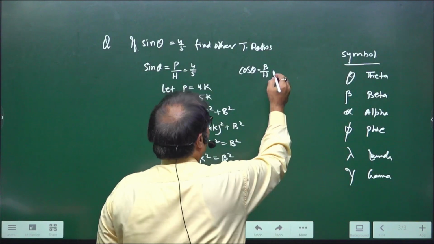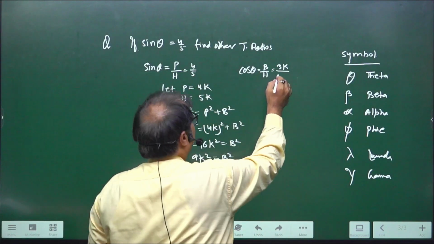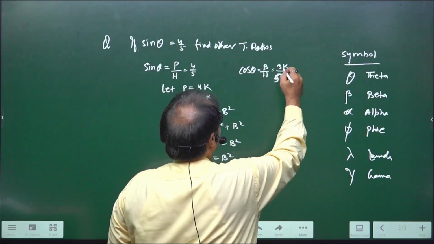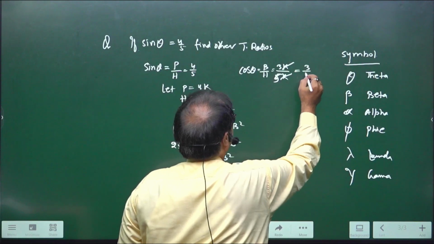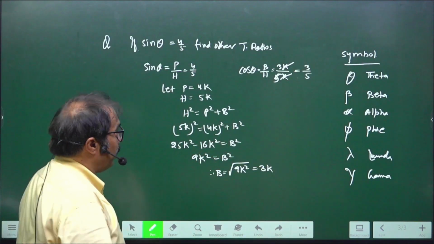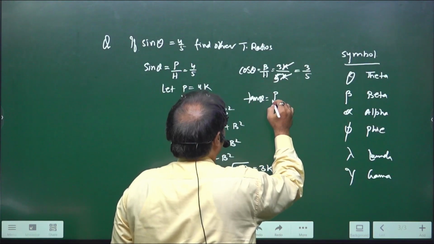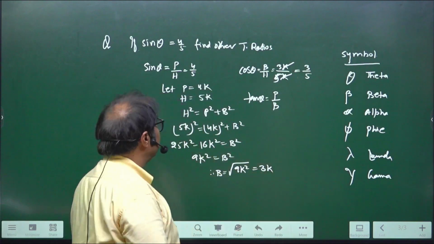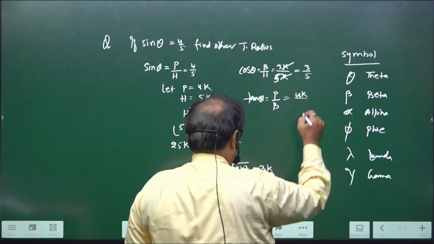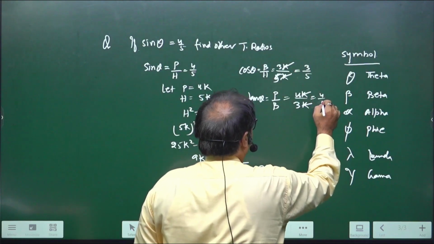What is the value of B? The value of B is 3K. And what is the value of H? That is 5K. So K and K will cancel out. What is left? 3 by 5. So we got the value of cos theta. Now find the value of tan theta. Tan theta is equal to perpendicular upon base, and the perpendicular is 4K and the base is 3K. So K cancels out. What is left? 4 by 3.